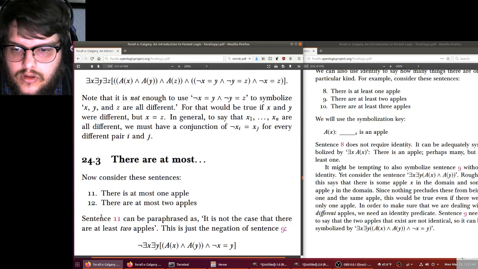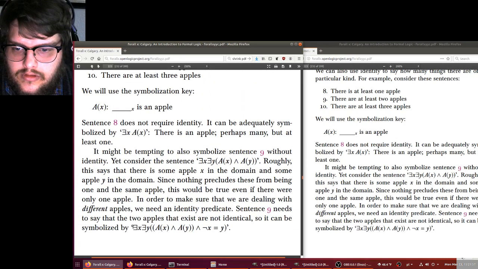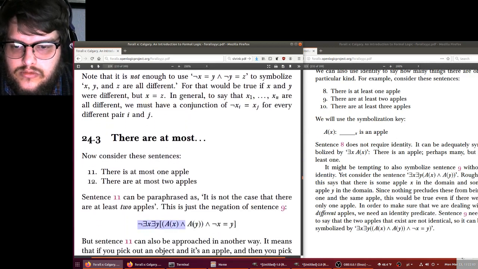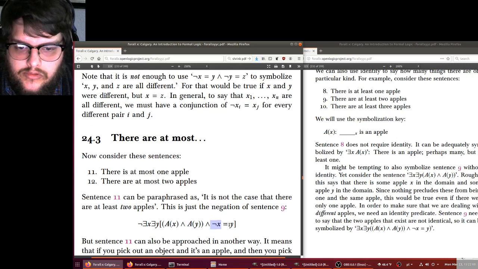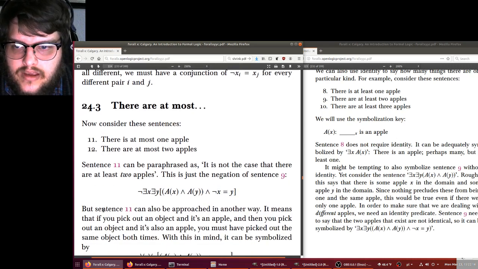So sentence 11 can be paraphrased as, "It's not the case that there are at least two apples," okay? And you can think about that. There is at most one is the same as it is not the case there are at least two. So you can go up to where you symbolize there are at least two and just negate that statement. And that's what they do. It is not the case that there are an x and a y that are both apples and not equal to each other, not identical objects. Now they say it can be approached another way, and this would be the universal quantifier approach.